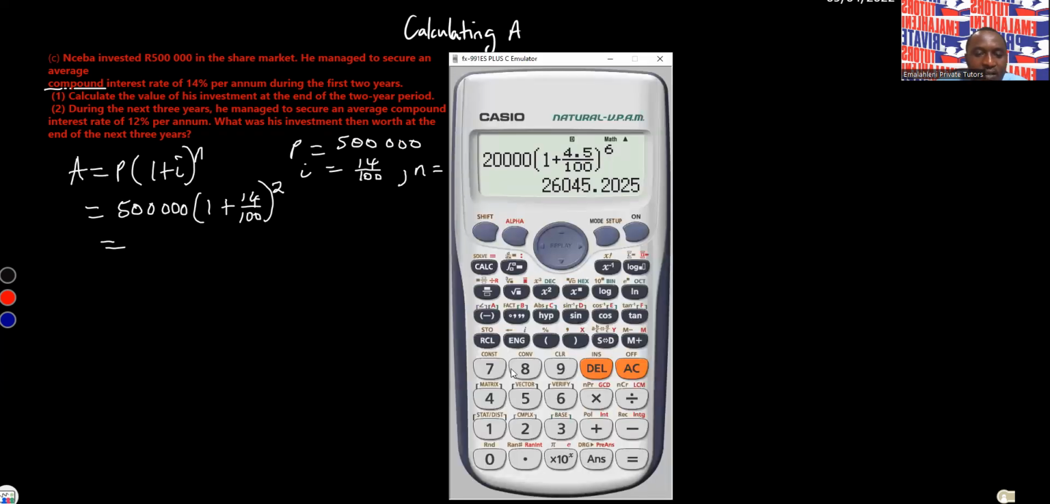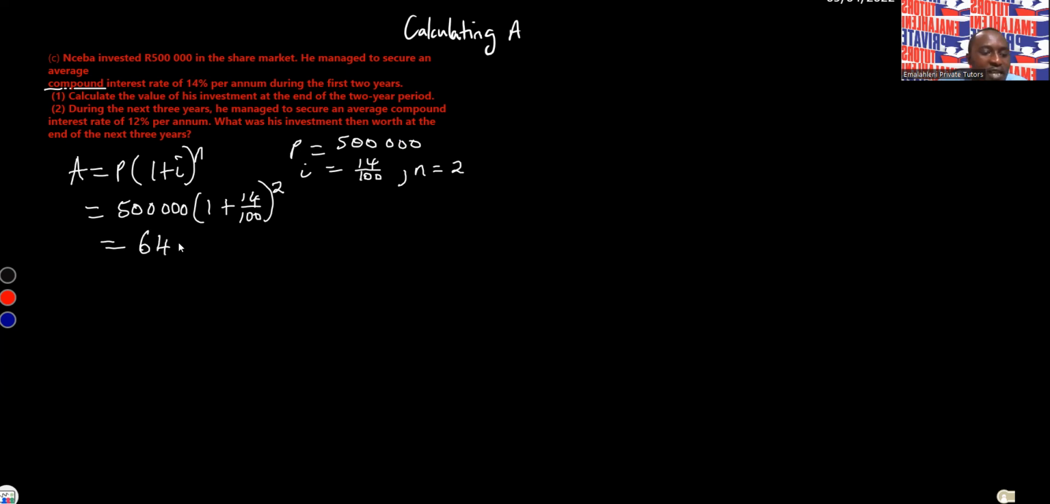So we substitute: 500,000 times (1 plus 14 over 100) to the power of 2. Then what do we get? We punch it in our calculator: 500,000, then 1 plus 14 over 100, to the power of 2. We are looking at 649,800. Okay. Now this is our amount that we have here.